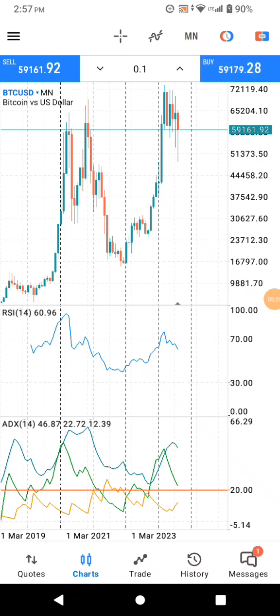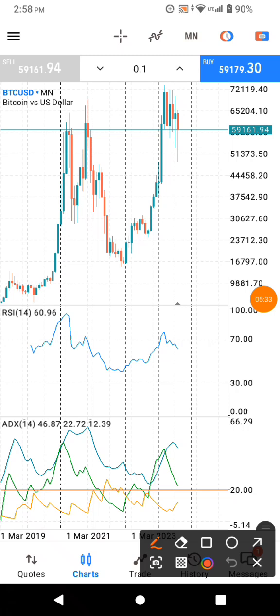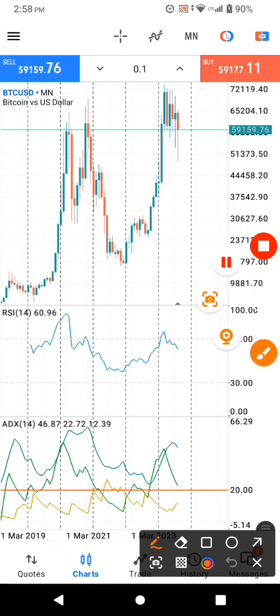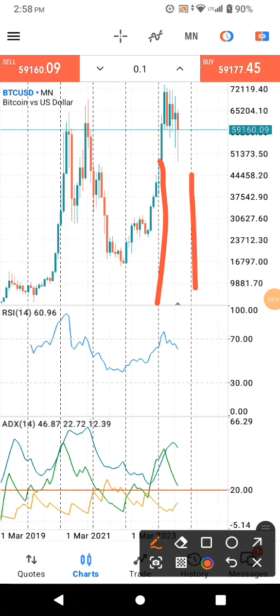We have these lines. Let me show you. These lines here, these ones, these are the period separators. They separate one period from the other. Good.